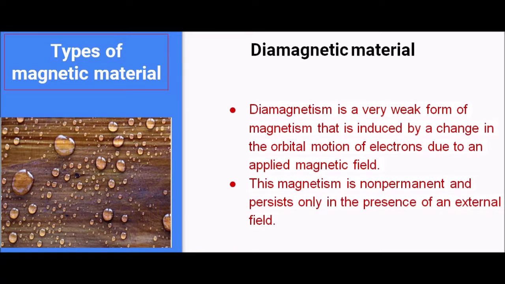Hello, in this video we are going to see the types of magnetic material. The first type of magnetic material is a diamagnetic material. The atoms of diamagnetic material do not possess any net magnetic dipole moment.